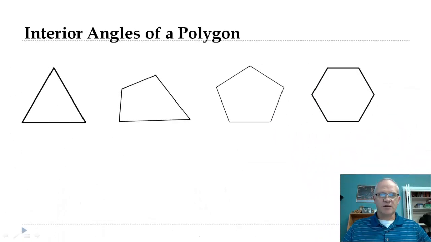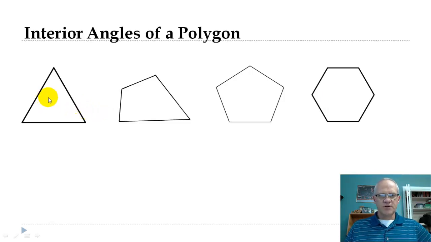Hey, that's a bunch of polygons. So remember before we talked about different types of polygons. This one has 3 sides. It's a triangle. This one has 4 sides. It's a quadrilateral. 5 sides, 6 sides. Okay. There's more, but this is just to kind of give us an idea of where we start from here.